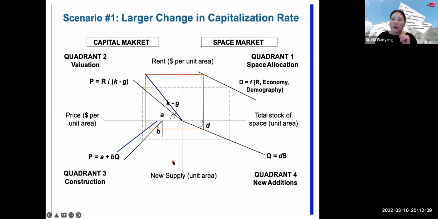Okay, however, actually, this is the first scenario. In this scenario, to compare the two scenarios, I will first go to the new equilibrium. The new equilibrium is indicated by the red rectangle. Now we will have a lower price. The dashed line is the initial status. Now we have a lower price, and of course, the rent will be higher, with a lower new supply and lower new stock.